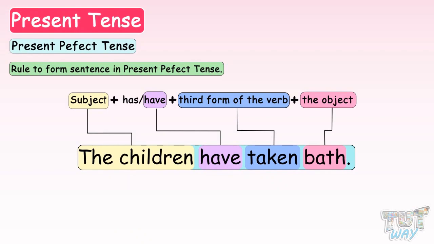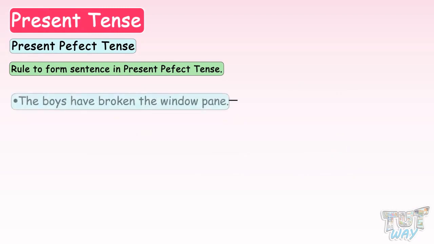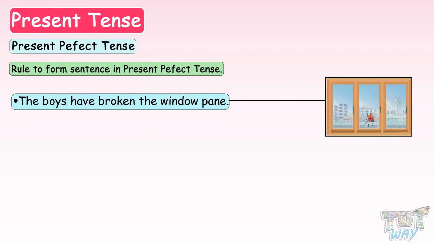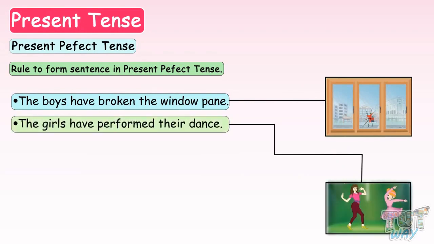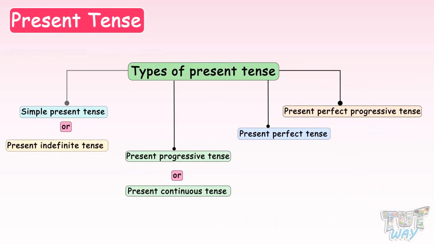Here we have some more examples of sentences in present perfect tense for you. The boys have broken the window pane. The girls have performed their dance. The teacher has explained the topic. So we have now learned about the sentence in present perfect tense. Now we will be learning sentences in present perfect progressive tense.